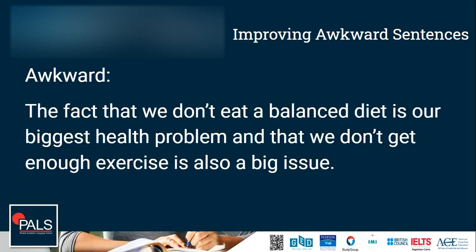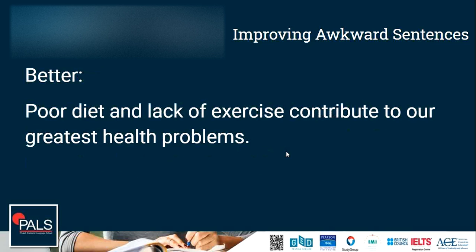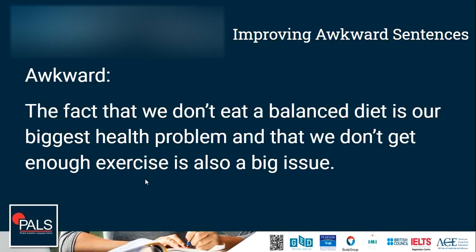Let's take a look at some other example. The fact that we don't eat a balanced diet is our biggest health problem, and that we don't get enough exercise is also a big issue. The subject: we do not eat a balanced diet, and it's a big problem. So I can write, poor diet and lack of exercise contribute to our greatest health problems. Simple as that. I eliminated a lot of words just to make it simple and clear.